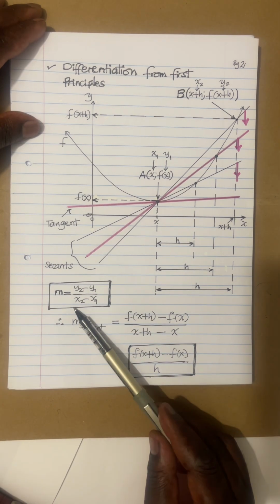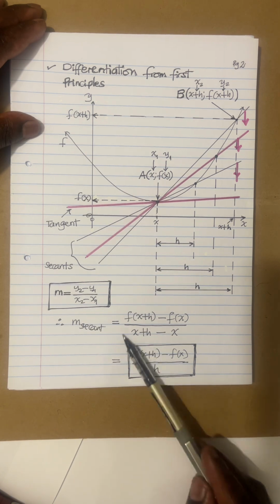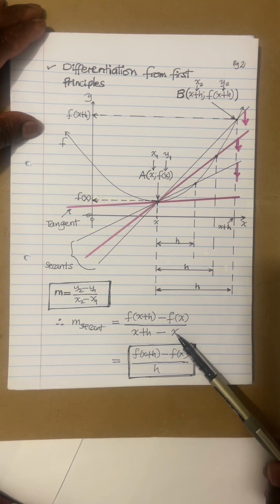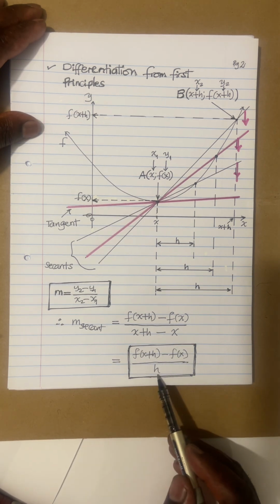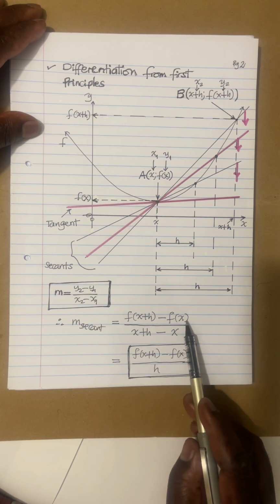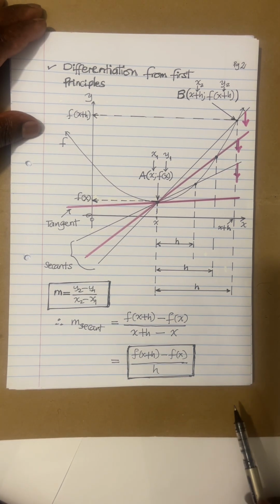What is x2? It's going to be x plus h. I place it in that position down there, there it is. What is x1? It is x, and I place it in there, and I get this. And if you notice, the x's cancel. In the denominator, I'm just going to have h. In the numerator, I'll have f of x plus h minus f of x. So this is the expression for the gradient of a secant.